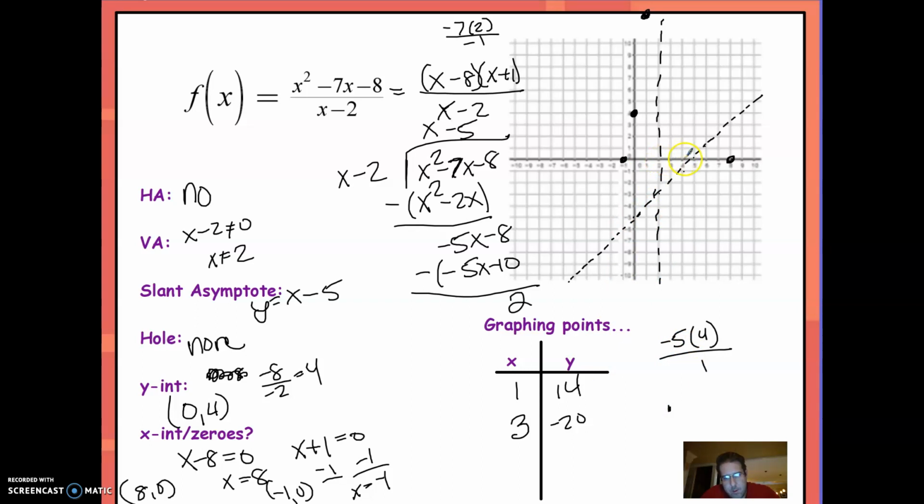Now, I could use more numbers. I could put in 4, and I could just use the next two numbers. 0 I already have. If I plug 4 in for x, 4 minus 8 is negative 4. 4 plus 1 makes 5. Divided by 4 minus 2, which is 2. So negative 20 divided by 2 is negative 10. So (4, negative 10). The reason I've done that one is because this one's actually going to fit on the graph. So this looks like it's going to go like this, and this side's going to go more like this. All right, and there we have that.